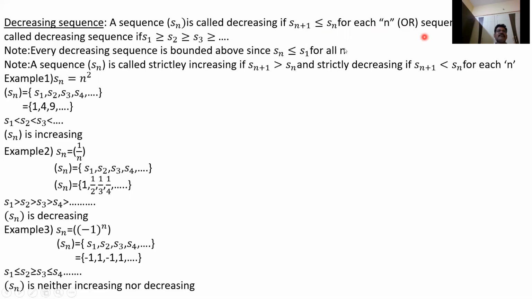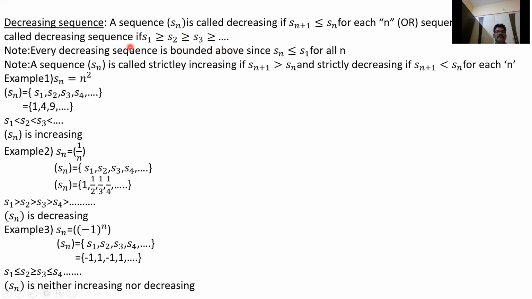And our sequence Sn is called a decreasing sequence if S1 greater than or equal to S2 greater than or equal to S3 greater than or equal to, and so on. These are in decreasing order. If the terms are in decreasing order, so here we observe S1 greater than or equal to S2 greater than or equal to S3 and so on. So the values are decreasing. S2 is lower than S1, S3 is lower than S2, S4 is lower than S3. So if it is in decreasing order, then the sequence is called a decreasing sequence. So the sequence Sn is called decreasing if Sn plus 1 is less than or equal to Sn for each n.